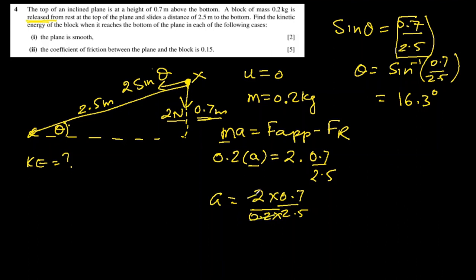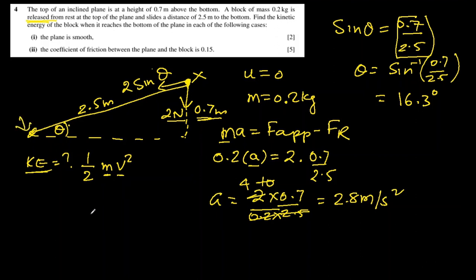So this and this will be 10, and 2.5 times 4 is 10, so it will be 2.8 meters per second square. Now they're asking us the kinetic energy. Kinetic energy is half mv square. So mass is known to us. If we somehow know what the velocity is here, we will find the kinetic energy. And we can use the formula here.